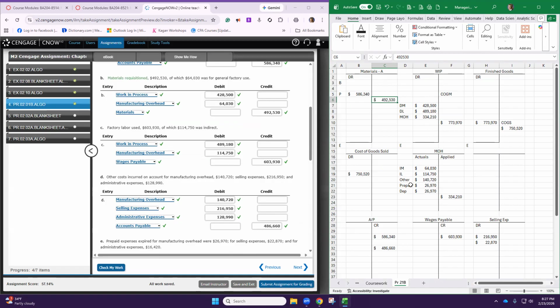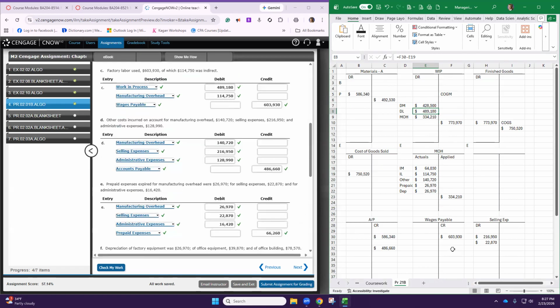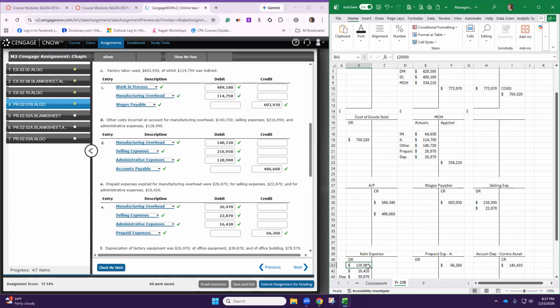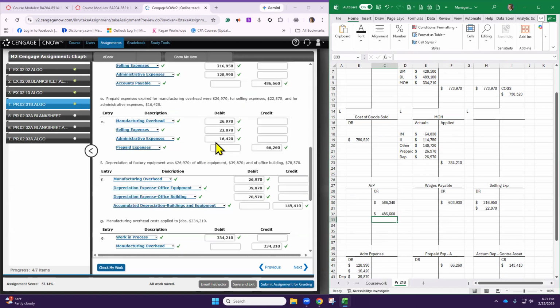Okay, direct labor total coming out is 603,930, and indirect is 114,750 and 489,180. Then manufacturing overhead of other. Okay, and then that includes selling expenses of 216,950 and 128, and all of that is looked at here, right? So this other plus this selling plus this admin is the 486,660.